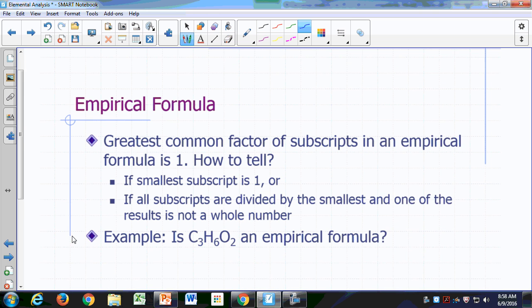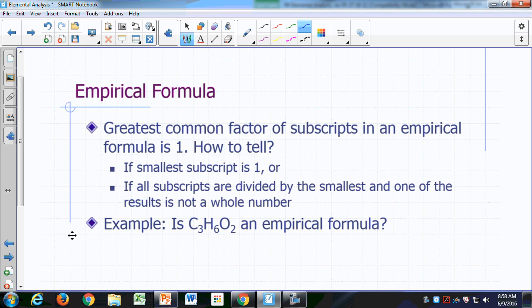So how can you tell that you have the smallest possible set of whole numbers in your formula? In other words, how can you tell that what you have is already an empirical formula? The way to tell is this. If the smallest of all the whole number subscripts that you have written is 1, then that means you've already got the simplest possible formula.